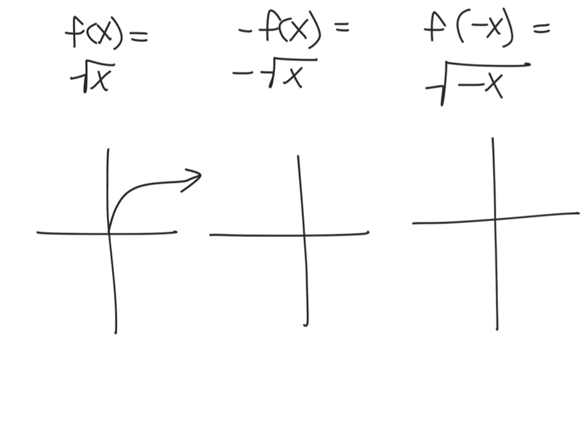So now let's do some reflections. If we were to reflect the square root of x over the x-axis by doing negative f of x, it's going to flip upside down. And if we wanted to flip it across the y-axis instead of across the x-axis, then it's going to point to the left instead of the right. So in this case, putting the negative sign within the parentheses does make a difference since the square root function is not symmetric about the y-axis.